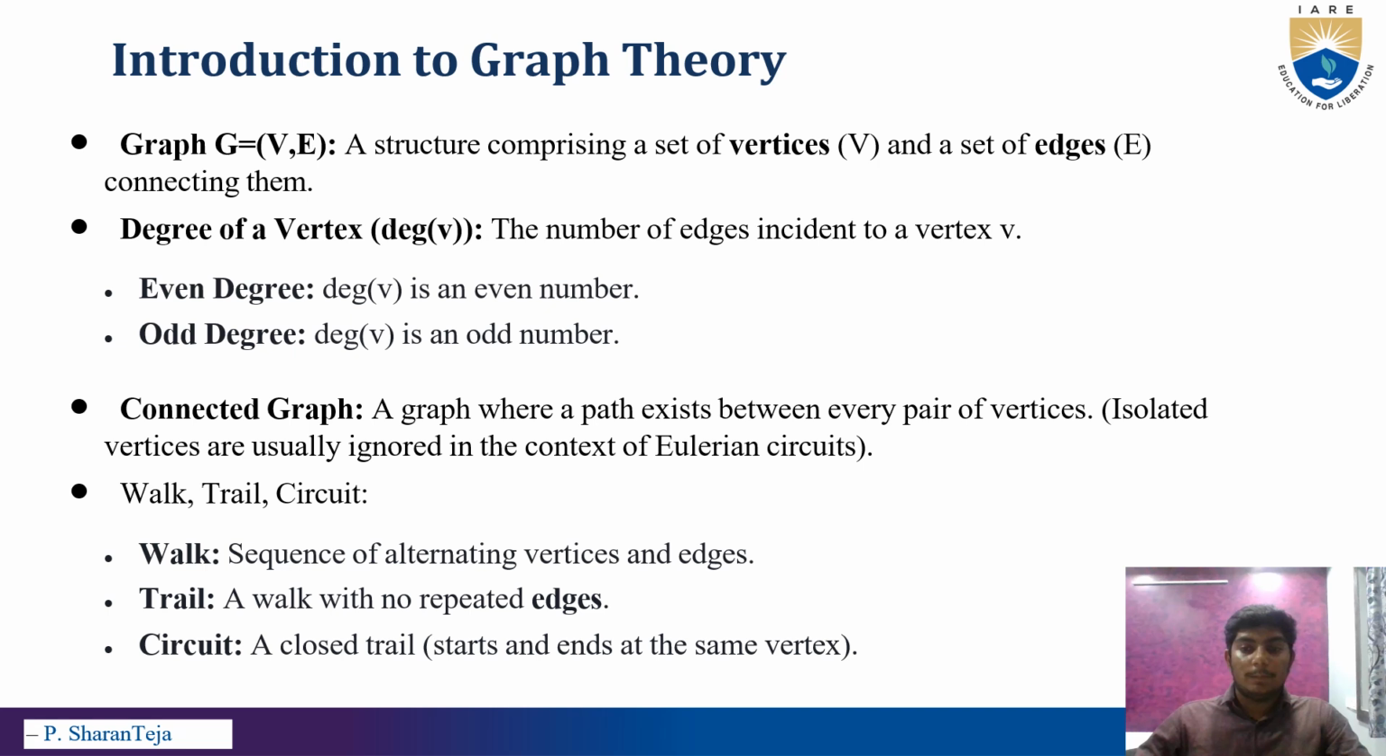A connected graph means that we can travel from any vertex to any other vertex through edges. We also use terms like walk, trail, and circuit. A walk allows repetition of edges. A trail does not repeat edges. A circuit is a closed trail. It starts and ends at the same vertex. These are the basic building blocks of understanding Eulerian graphs.